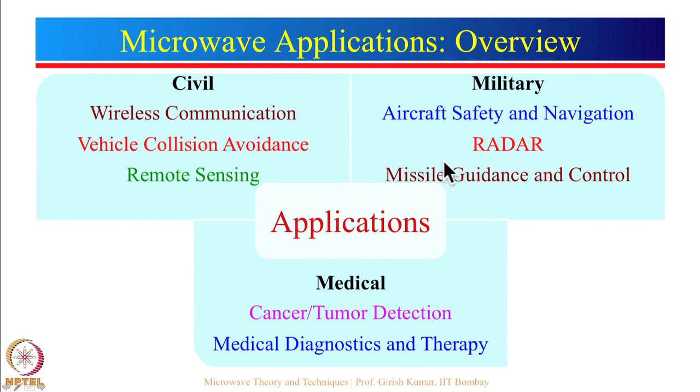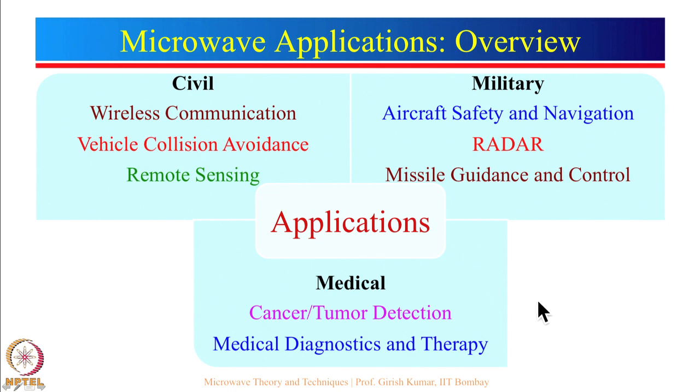There are various types of radar which are used for military applications. Then missile guidance and control, that is all part of microwave systems. Then of course, there are applications in the medical domain also. So, microwave can be used for cancer or tumor detection. In fact, controlled microwave radiation can also be used for cancer treatment.